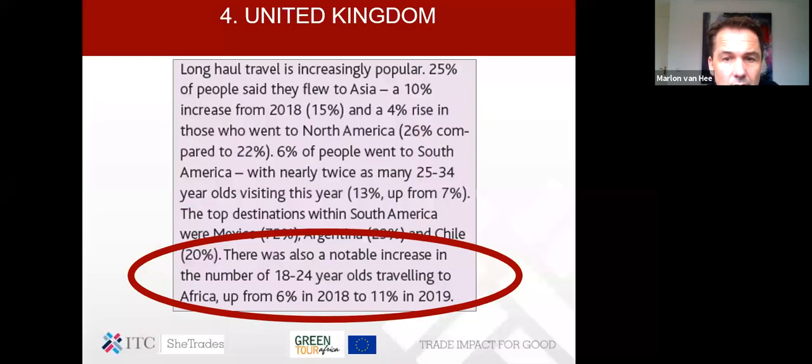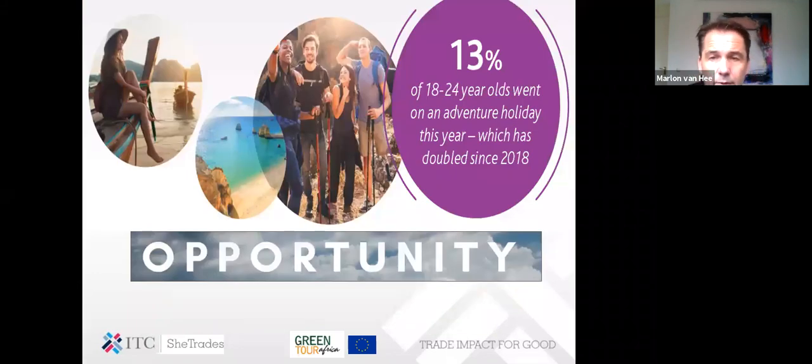So think about it. Okay, so what else do we see in the UK market? There was a notable increase in the number of people 18 to 24 years old traveling to Africa, up from 6% in 2018 to 11% in 2019. So this is really interesting. It seems that the younger people in the UK are looking more into adventure holidays to Africa. So here we're talking about the millennials again, this generation Y. So there might be an opportunity, provided that your business is into this youth travel, student travel arena. It's a remarkable trend that was emphasized in this report from the APTA.